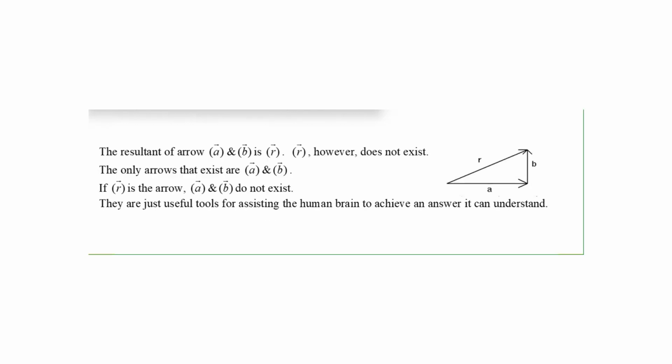The resultant of arrow A and B is R. R, however, does not exist. The only arrows that exist are A and B. If R is the arrow, A and B do not exist. They are just useful tools for assisting the human brain to achieve an answer it can understand.